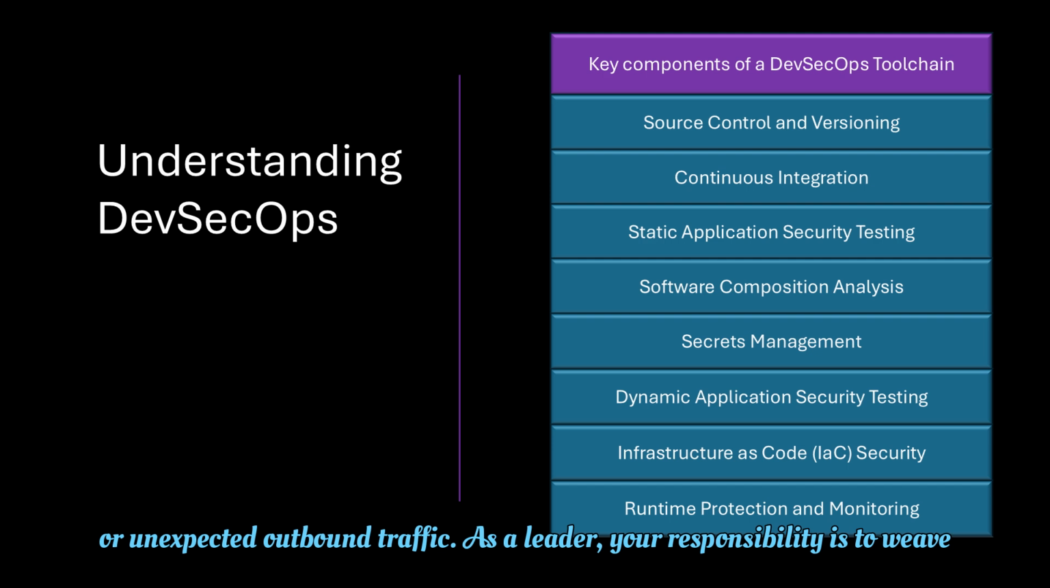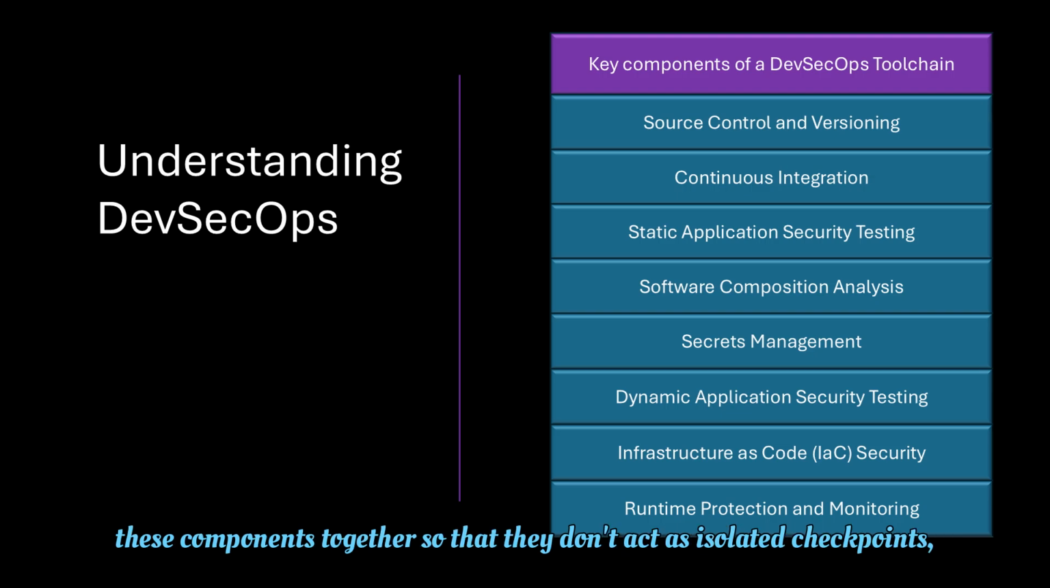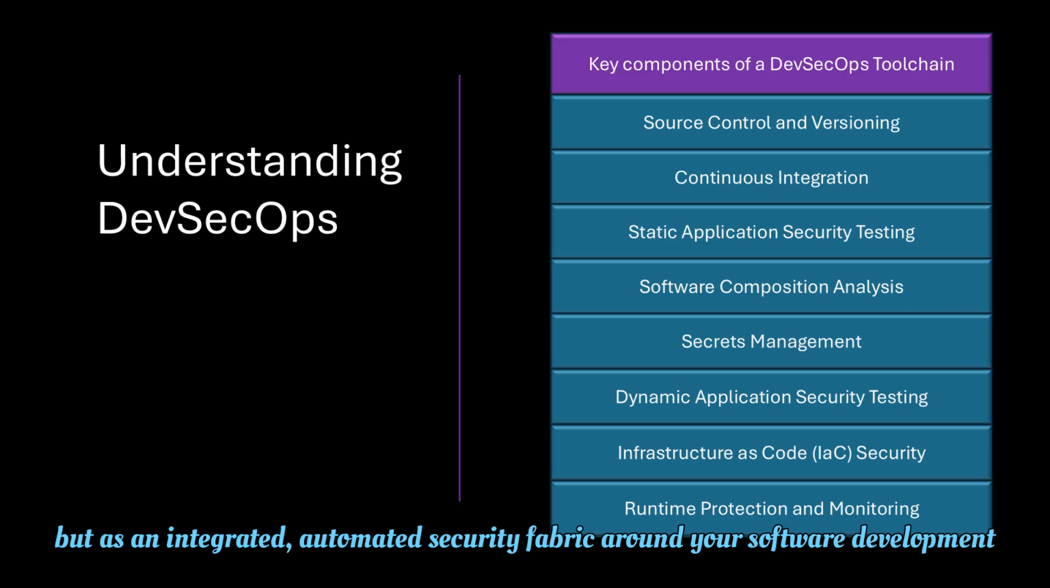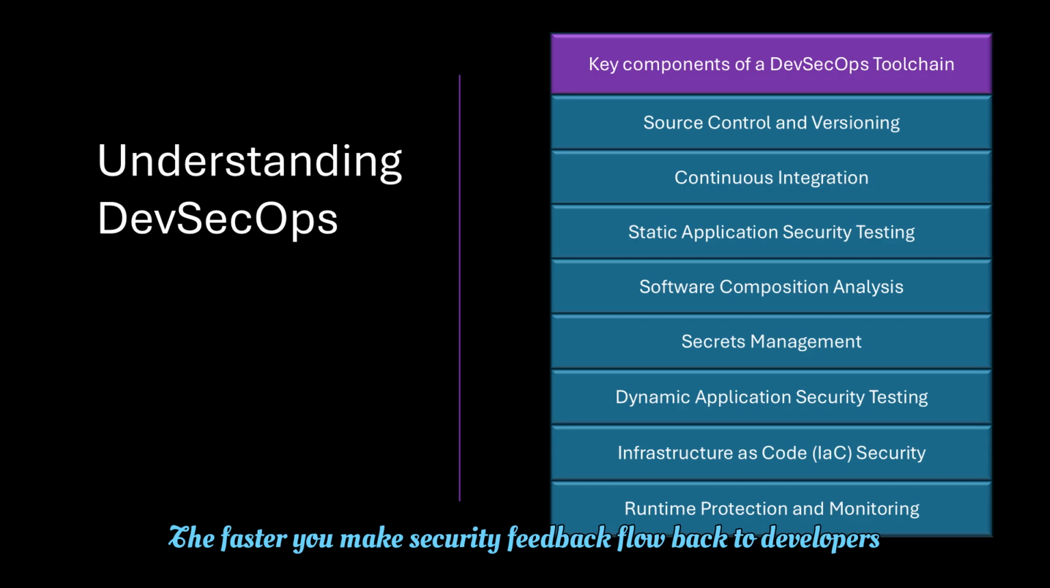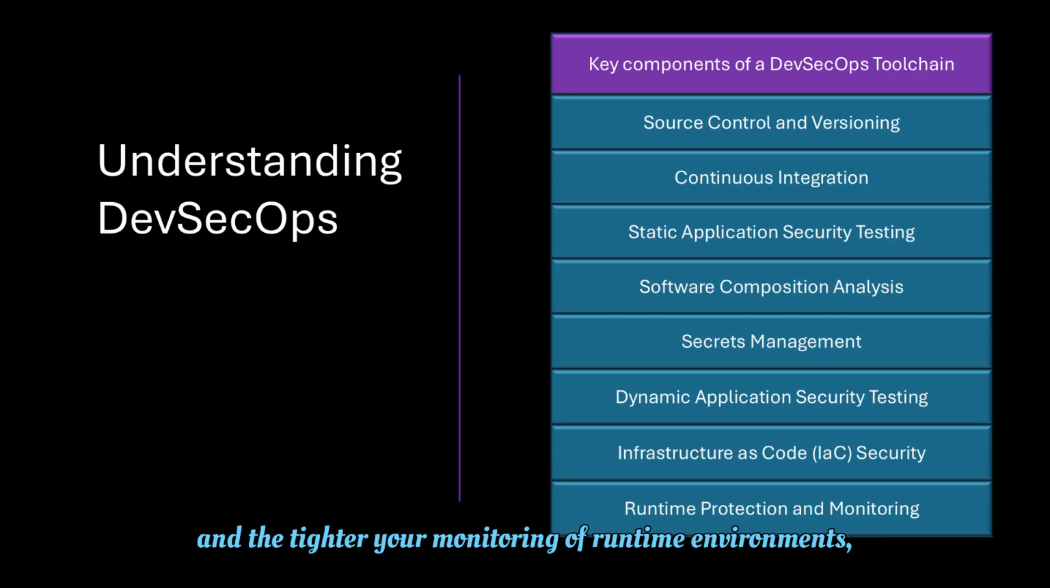As a leader, your responsibility is to weave these components together so that they don't act as isolated checkpoints, but as an integrated automated security fabric around your software development lifecycle. The faster you make security feedback flow back to developers and the tighter your monitoring of runtime environments, the more resilient and agile your DevSecOps program will be.